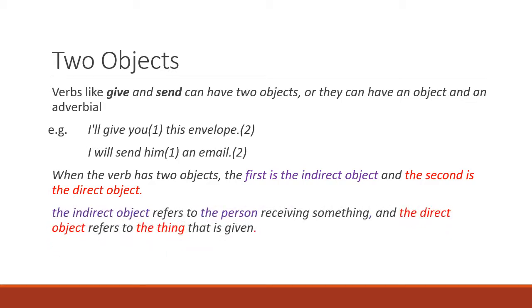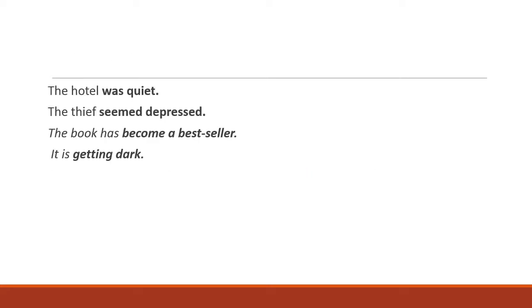The indirect object usually refers to the person receiving something, whereas the direct object refers to the thing that is given. So what is the direct object? Who is receiving is the indirect object.